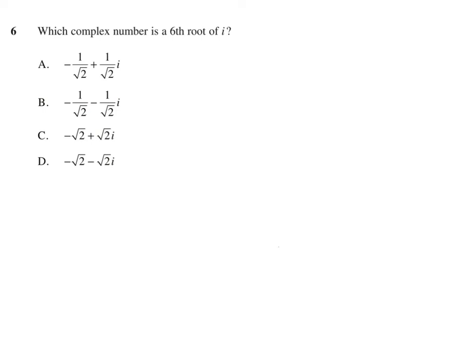Question number 6 is a question of complex number. The question asks for the sixth root of i. The graphical representation of i should be like this. The argument of i should be pi over 2 with the modulus equal to 1. Therefore, i can also be written as cosine pi over 2 plus i sine pi over 2. And then the sixth root.